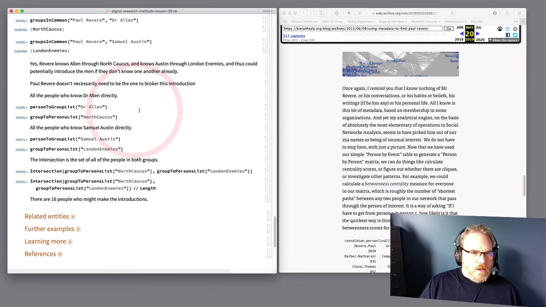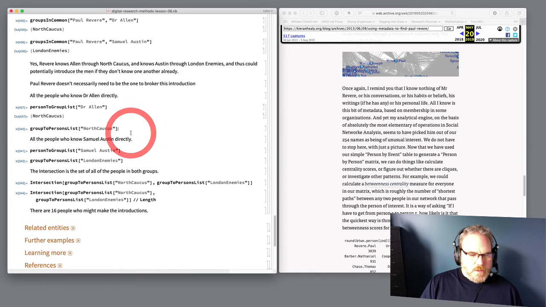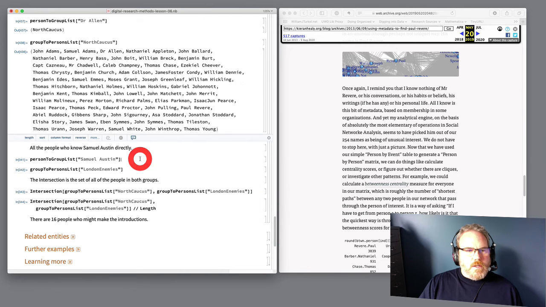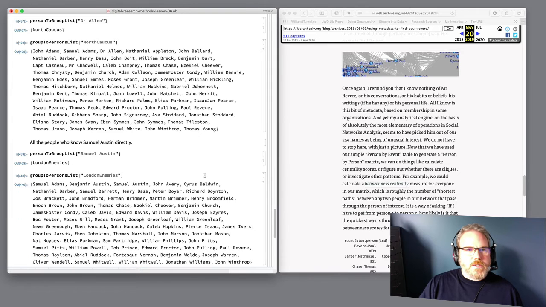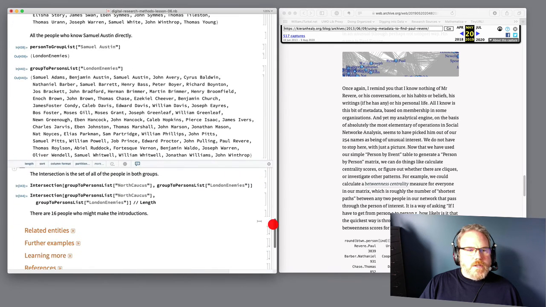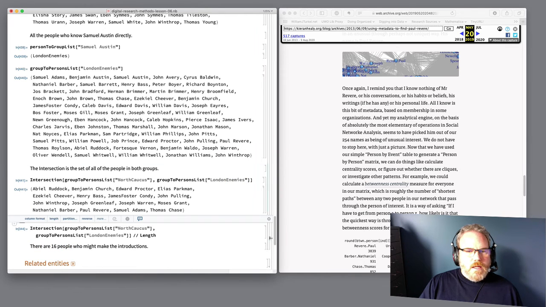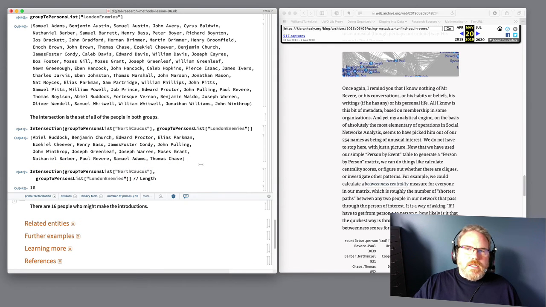We can get a list of all of the people who know Dr. Allen. Okay, so he's in North Caucasus. Here's all the people in North Caucasus. Now we go to Samuel Austin. Samuel Austin is in London enemies, and here's all the people in London enemies. And now we plot, of course, the intersection, which gives us the people that are in both groups. And we can calculate the length of that. It shows us that there are 16 people, these 16 men, who could potentially introduce those 2, even though they have no direct connection between them.